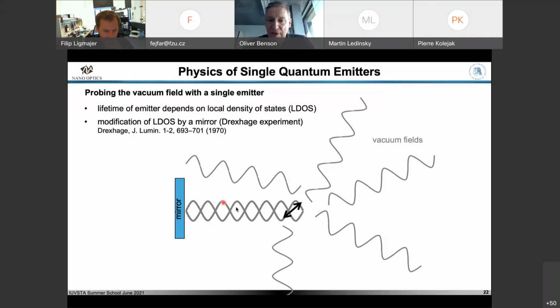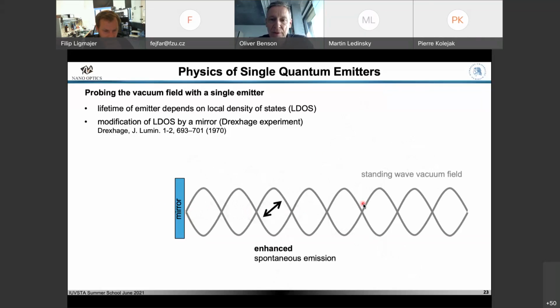So what happens now to the vacuum field, and what happens to the emitter? Well, now if you take a look maybe at only the vacuum field here, maybe your emitter is in a maximum of the standing wave, or it is at a minimum of the standing wave. So depending on where your atom is, and the atom is much smaller than the wavelength typically of the light that's emitted, maybe here it does see vacuum fluctuations, here it doesn't see vacuum fluctuations. And you would expect that this alters the emission rate. And actually that's what it does.